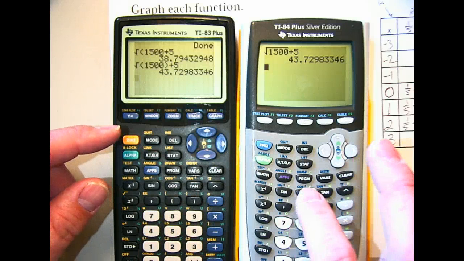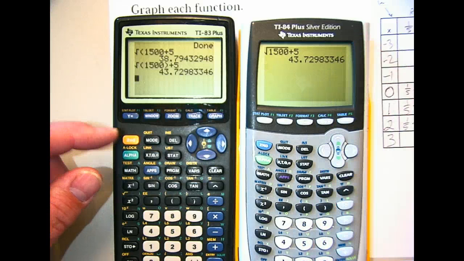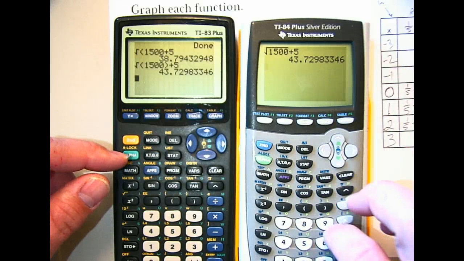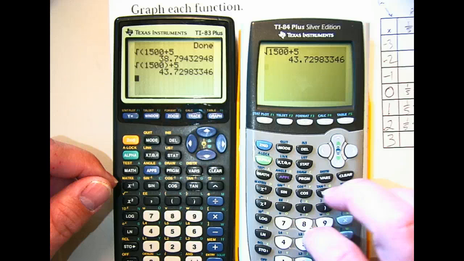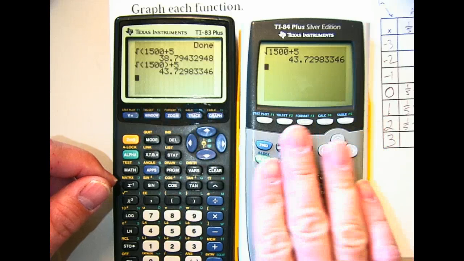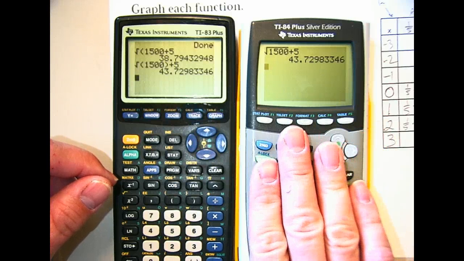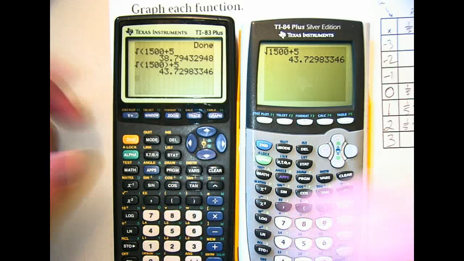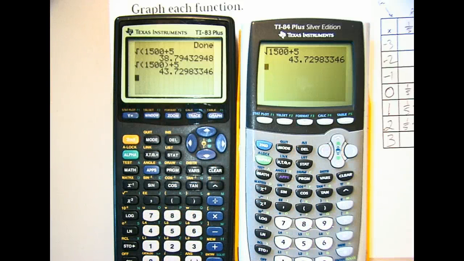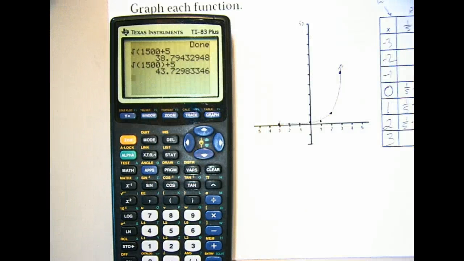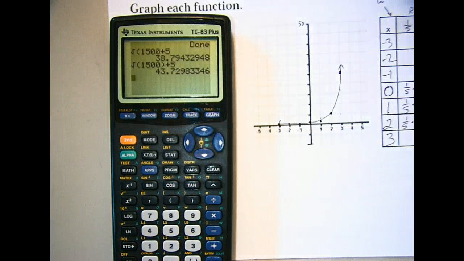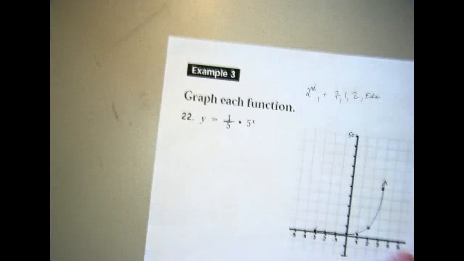Is that the one we're using in high school too? The 84 will be what you use in high school and probably throughout college. This will become one of your friends. And those of you who are like, I just use my phone, man. No, that doesn't work. You can't use those on tests. Okay? All right.